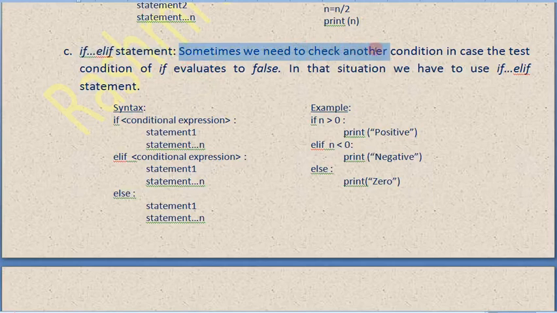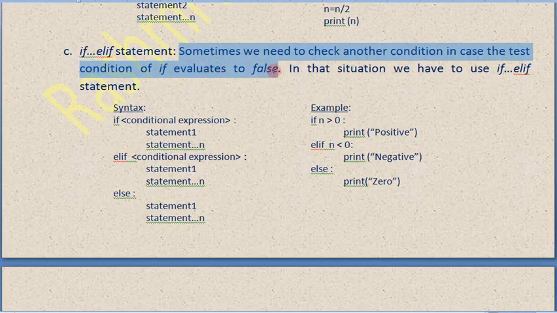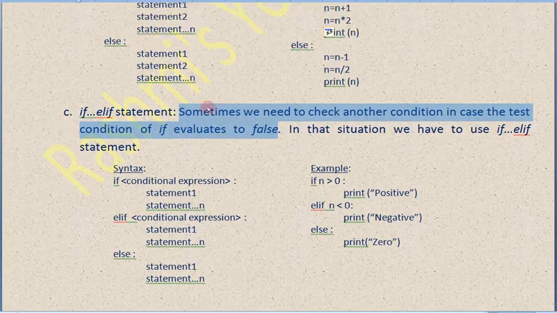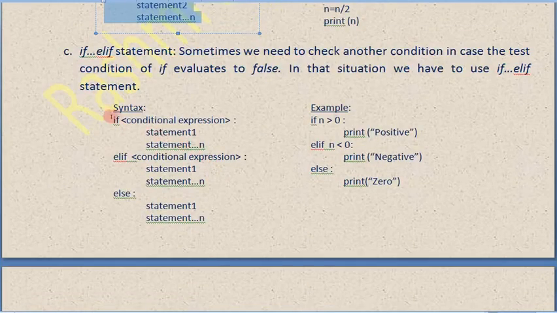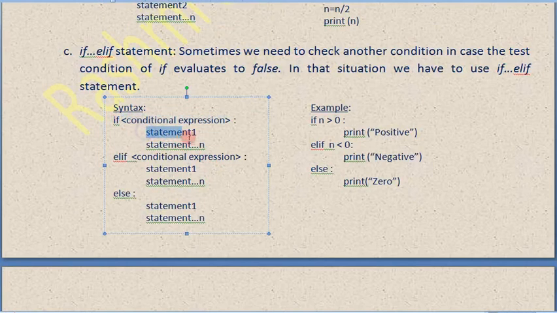Sometimes we need to check another condition in case the test condition of if evaluates to false. When we are testing a condition and it becomes false, we used to directly go for the otherwise case, that is else. In this case, if the condition is true, it evaluates this part. Otherwise, it evaluates the other part. But here, if the condition is true, it goes with this one.